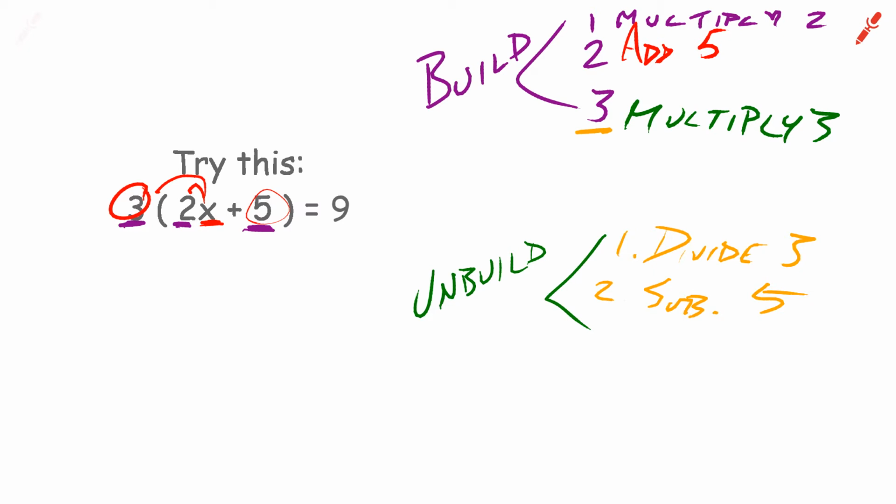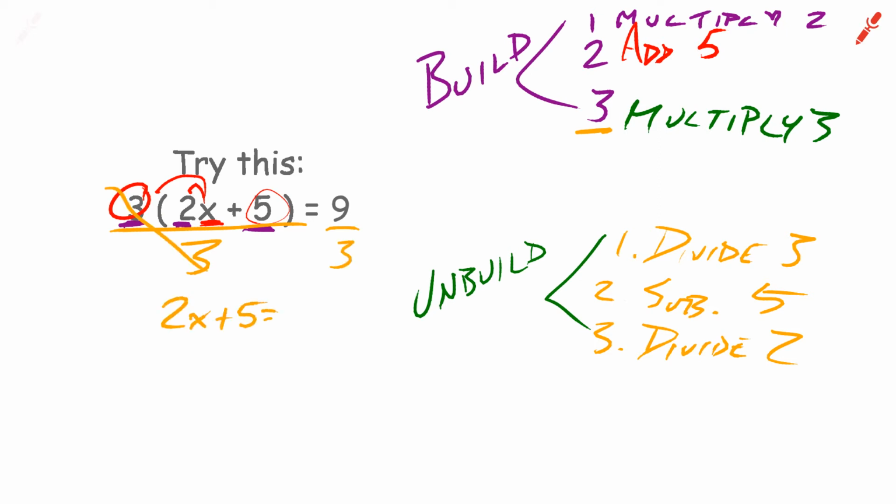And the opposite of multiply by 2 is divide by 2. So now what I'm going to do is just follow my method. I divide both sides by 3. Those 3's cancel and I get 2x plus 5 equals 3. I subtract 5 from both sides. Those 5's cancel and I get 2x equals negative 2. Divide both sides by 2.